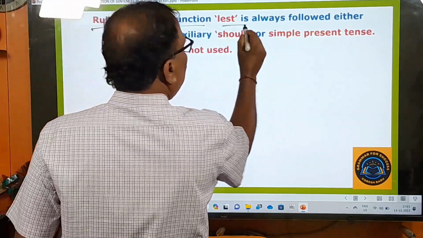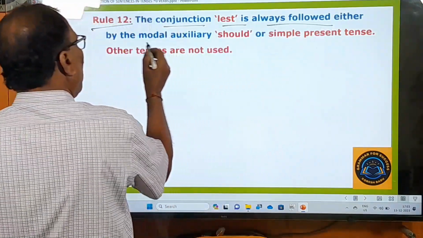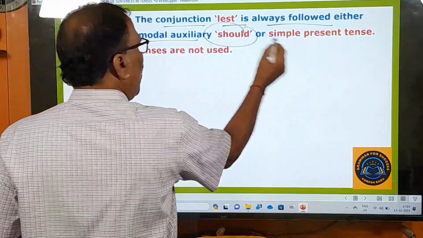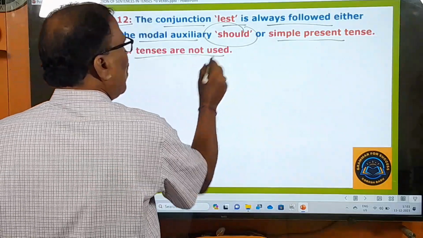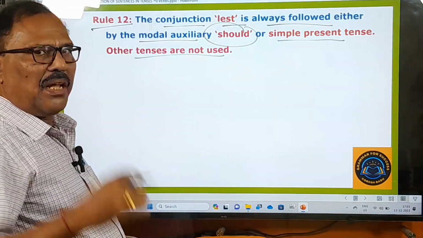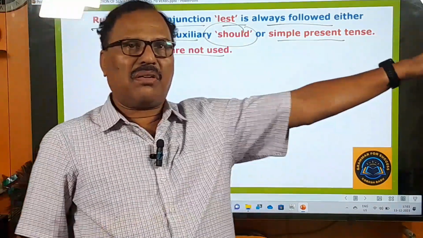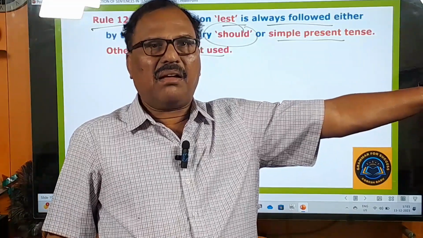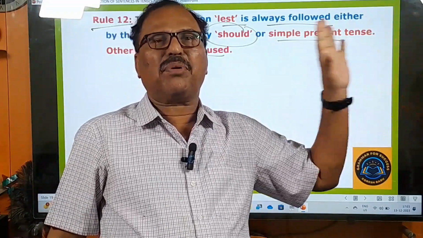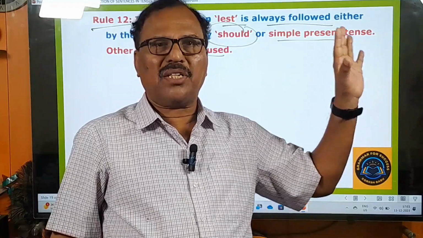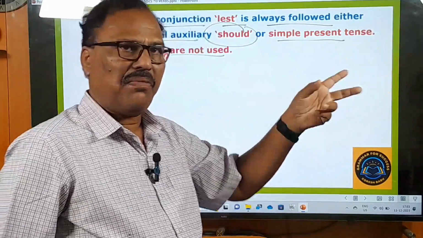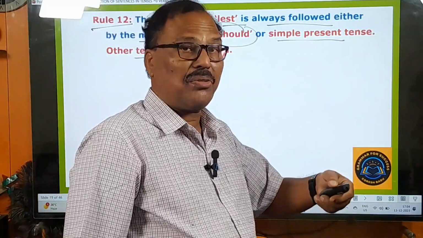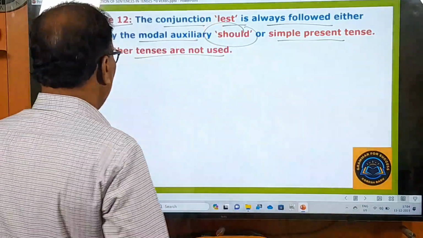The 12th one is there. The conjunction "lest" is always followed by the modal auxiliary "should" or simple present. Other tenses are not used. After "lest", in the succeeding sentence, you should use either "should" or simple present. Any one of them you have to use, and you should not use other tenses. Right? Let me give you an example.